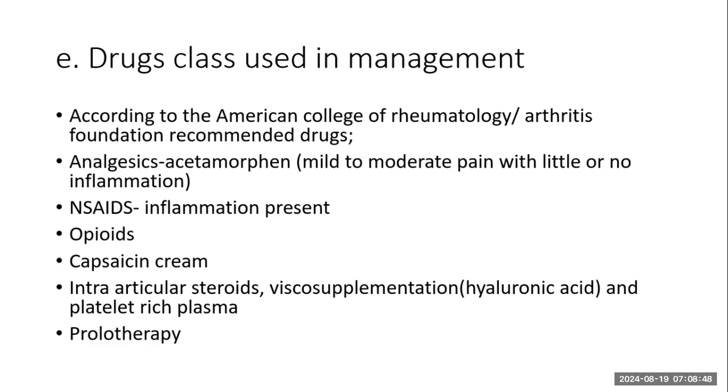We can use opioids, capsaicin cream. Then we can also use intra-articular steroids, which can be therapeutic for the patient. Then viscosupplementation by giving hyaluronic acid, which is a component of the joint space. We can also give platelet-rich plasma, in which the platelet count is between 150,000 and 350,000, which has been said to improve and relieve symptoms in this patient. Then there is also physiotherapy that can be given to this patient.